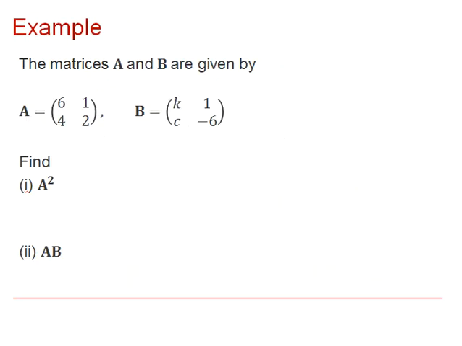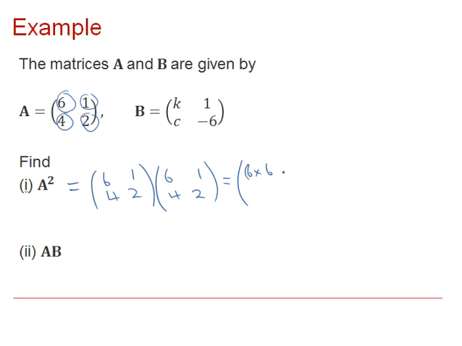Something else that may catch you out is when they ask you to square a matrix. You may think that squaring a matrix would be done by squaring each of the elements, in other words 36, 1, 16 and 4, but that is not the case. Let's look and see what actually happens. When you multiply A by A to give yourself A squared, you must carry out matrix multiplication as normal. So in other words, yes, you have 6 by 6, but you must also add 1 times 4.